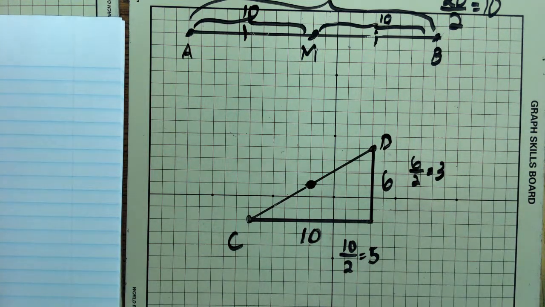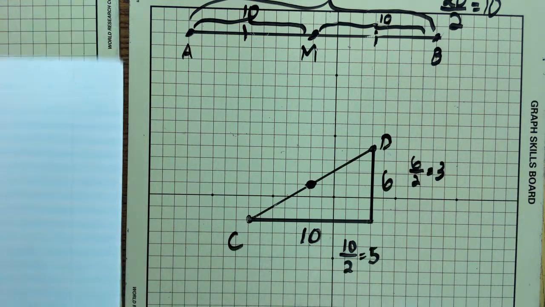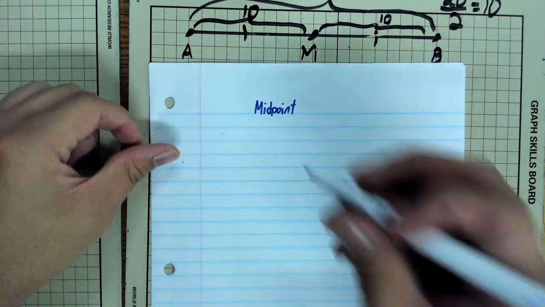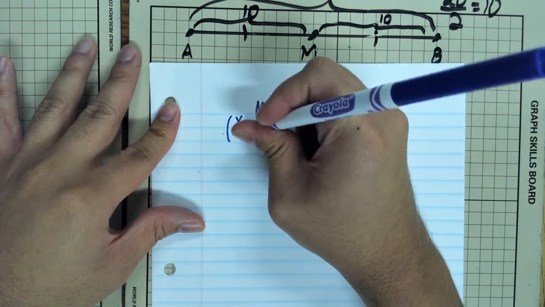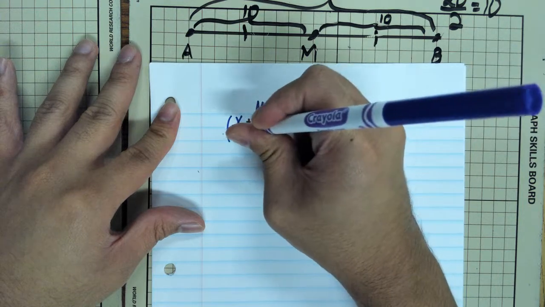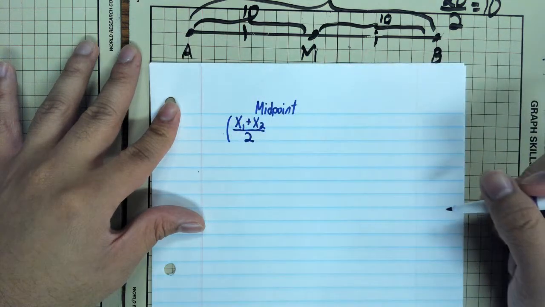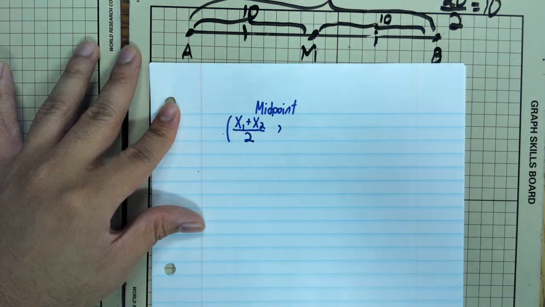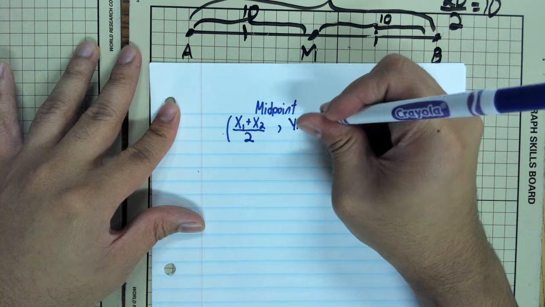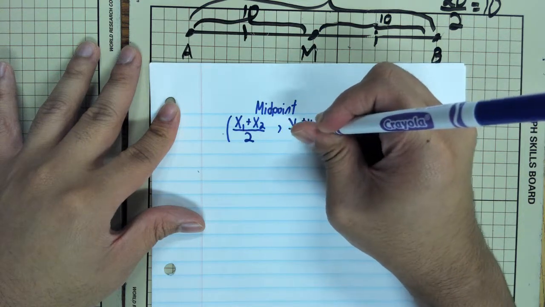Now, just like with the distance formula, what if my numbers are too big for me to count? What can we do then? There is a way to solve that. We also have a midpoint formula. The midpoint formula goes x1 plus x2 divided by 2. That gives your x value, comma, because it's an ordered pair, it's a coordinate, y1 plus y2 divided by 2.